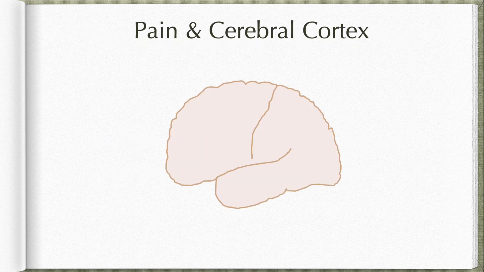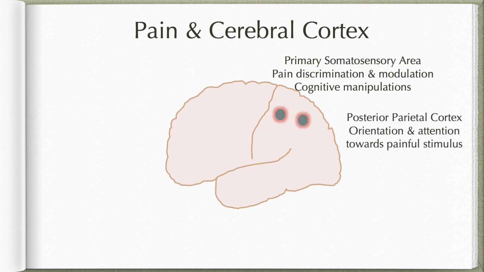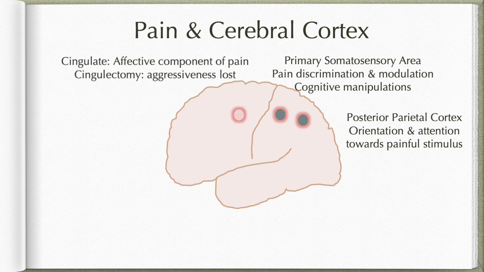Now let us see which areas in the cerebral cortex are activated by pain sensation. The primary somatosensory area is involved in pain discrimination and modulation, and perhaps it's also involved in cognitive manipulation of pain. Posterior parietal cortex is involved with orientation and attention towards the painful stimulus. Cingulate cortex, which is located on the medial aspect of the cerebral hemisphere, is involved with the affective component of pain, and following cingulectomy, usually the aggressive nature of the pain is lost.